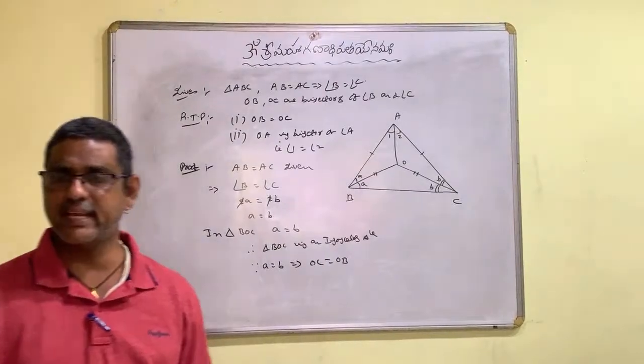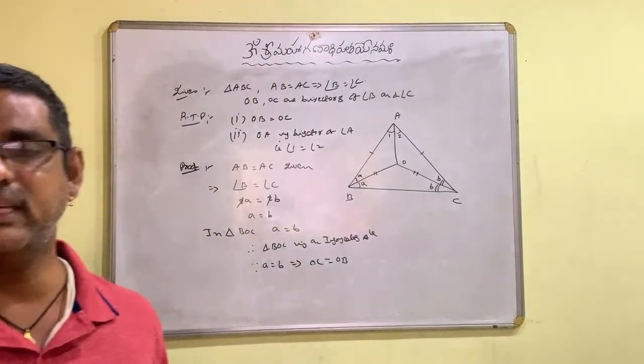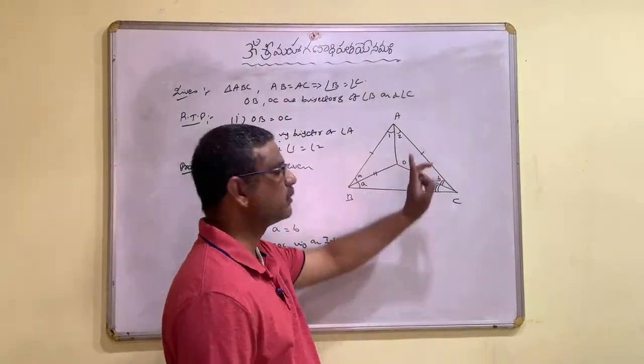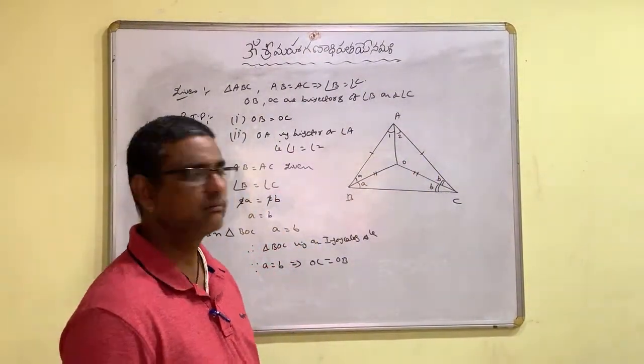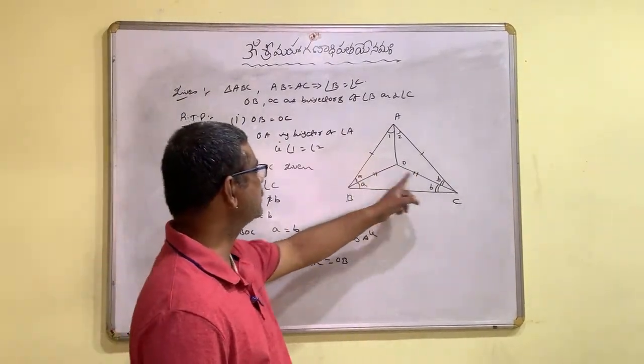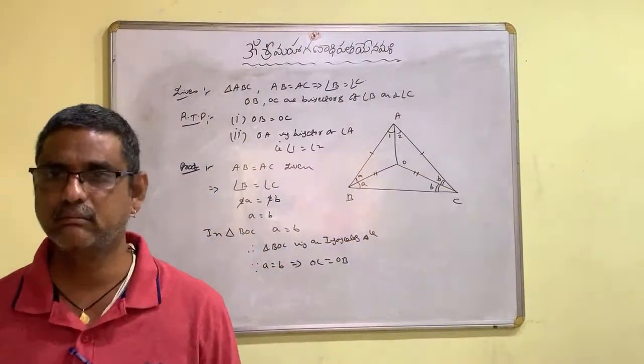You can say yes, na? Yes. AB is equal to AC, OB is equal to OC, angle A is equal to angle B. Yes.